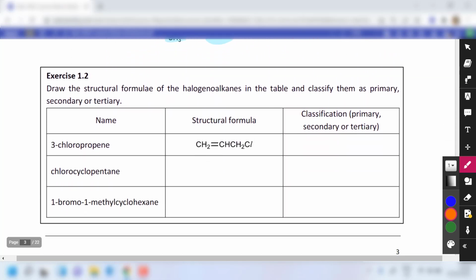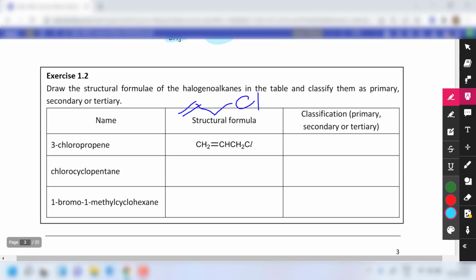Okay, we'll move on to exercise 1.2, which reads, you are supposed to draw the structural formulae of the halogenoalkanes in the table and classify them as primary, secondary, or tertiary. Okay, so first, 3-chloropropene. Okay, so the structure is being drawn. If you are required to draw the skeletal, it will look like this. Okay, so off the top of my head, if you go by what I said earlier on, there's 1 alkyl group, so therefore we classify this as primary.